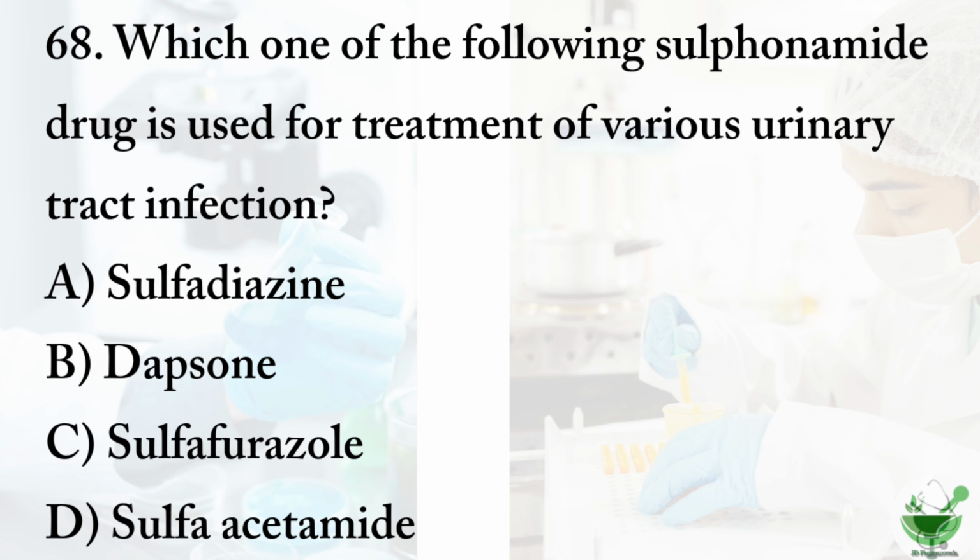Then question number 68. Which one of the following sulfonamide drug is used for the treatment of various urinary tract infection? The options are option A, sulfadiazine, option B, dapsone, option C, sulfafurazole, and option D, sulfacetamide. The correct option is option C, sulfafurazole.